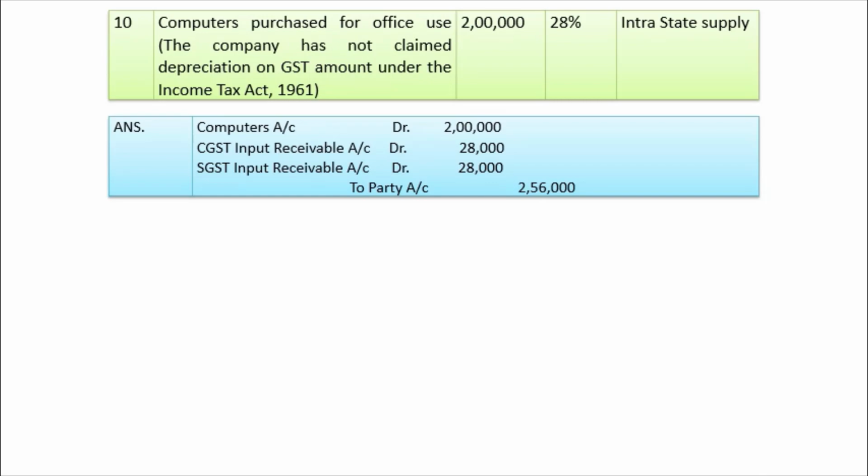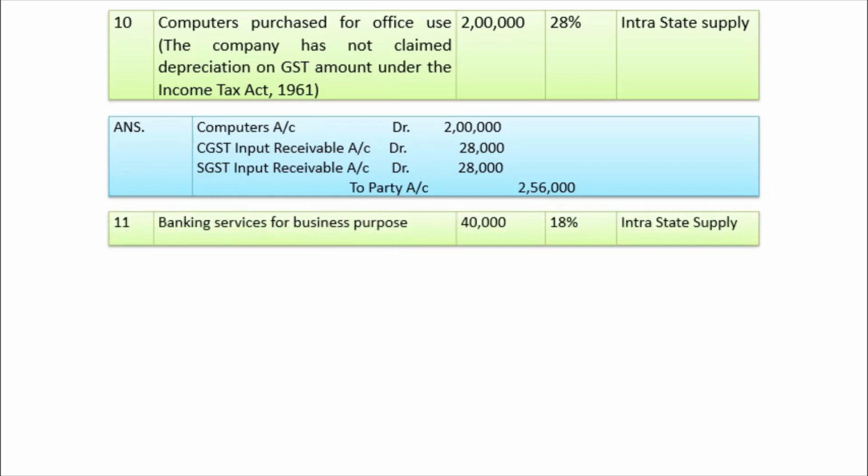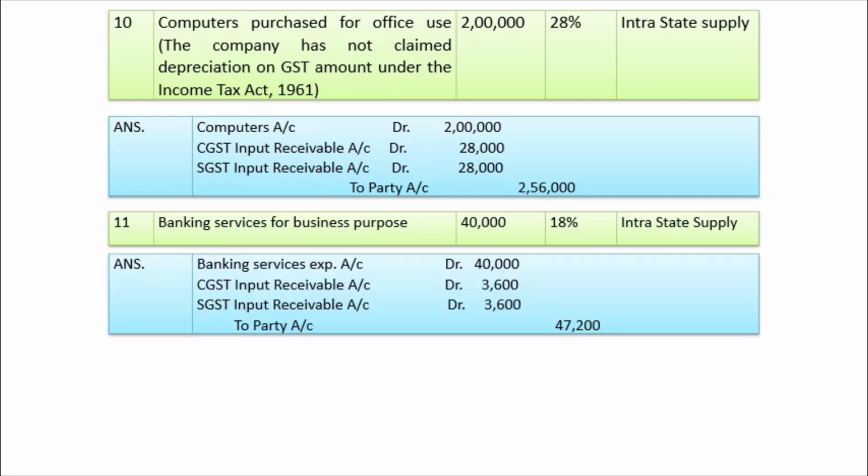So in this case, the entry is: computers account debit 2 lakh, CGST input receivable account debit 28,000, SGST input receivable account debit 28,000, to party account 2,56,000.